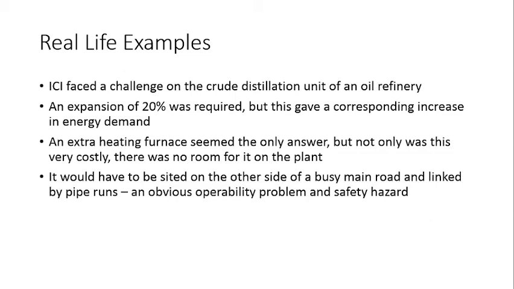So what to do? The first option they got is that they could have placed the furnace on the other side of the company, but then there was a big busy road coming in between. There was a pipeline connecting two separate sections of the company, but that pipeline was running over the main road, and this is a dangerous thing, because it can create so many problems as far as operation is concerned. Not only that, it can lead to a major accident.